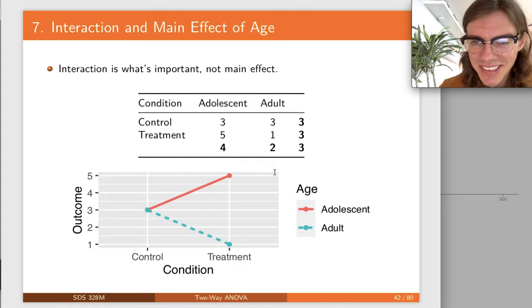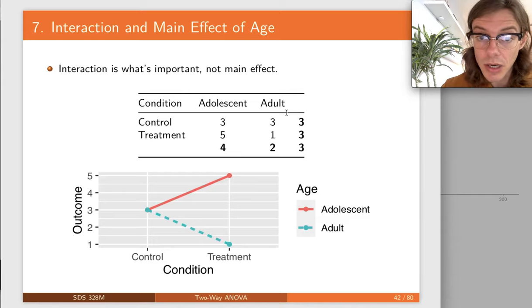So there's an interaction, right? Even though it doesn't look like the treatment's working, what's really happening? Let's look at it by group. If you look at the effect of going from control to treatment for adolescents, treatment takes them from 3 to 5, right? So they're getting better if you're an adolescent. Treatment's working, taking you from 3 up to 5.